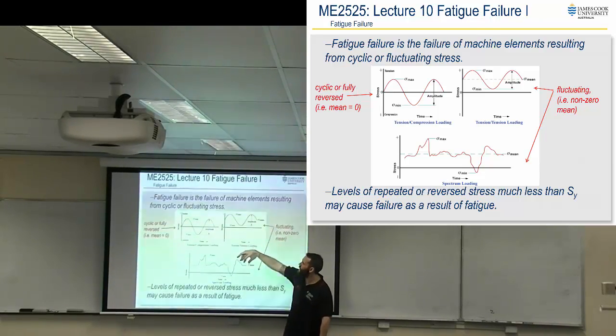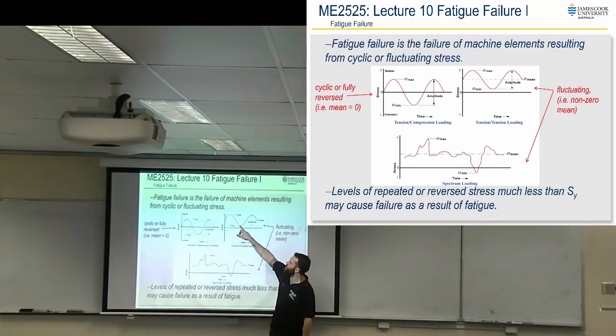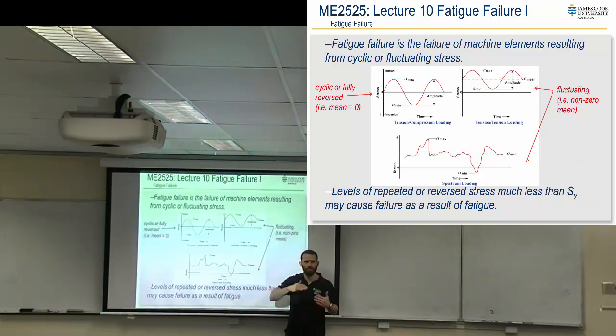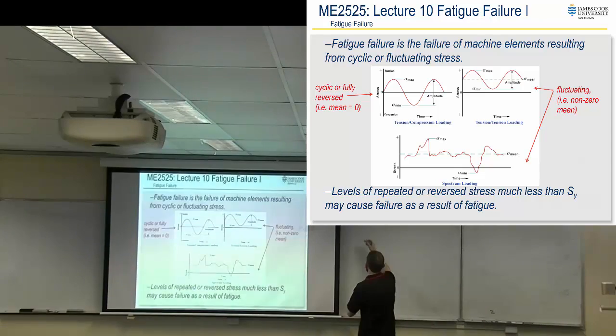One version of fluctuating is something called zero base. I haven't put it on this slide, but we'll talk about it. Zero base is basically where the bottom of that hits zero. Alright, and so that's effectively all force on and then nothing. All force on and then nothing. And at that point, if I was to draw it on the board, and as I say, we'll talk about fluctuating later, because it's more complicated than the fully reversed case. The fully reversed case is what we're going to do first.